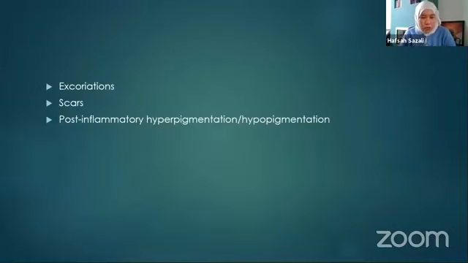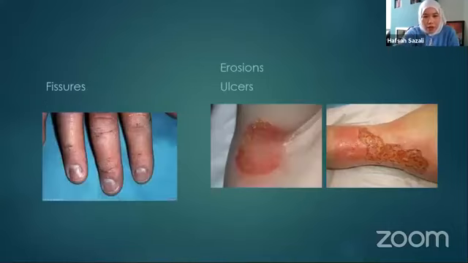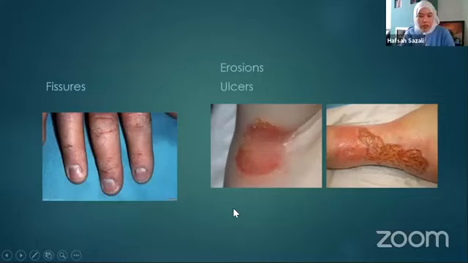Also, there are other clues or signs like excoriations, scars, post-inflammatory hyperpigmentation or hypopigmentation, which suggest that the patient has been having that skin condition for quite some time. Other than that, we can see fissures, which is basically cracks on the skin, linear cracks caused by vertical loss of epidermis or sometimes dermis, depending on how deep it is.